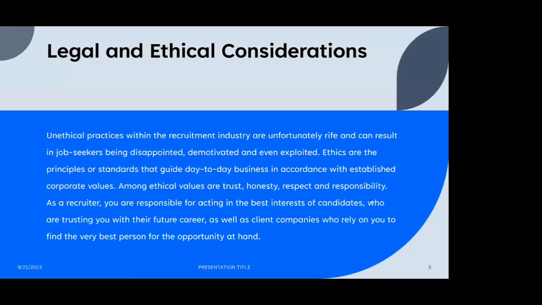Okay. And later, we will talk about the legal and ethical considerations of conducting the process of employee selection. Unethical practices within the recruitment industry are unfortunately rife and can result in job seekers being disappointed, demotivated, and even exploited. What do I mean by this?